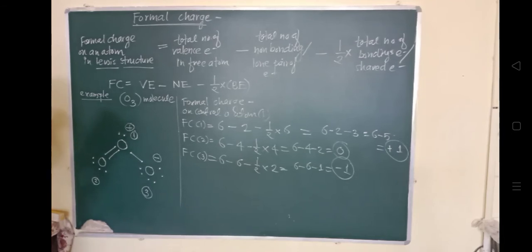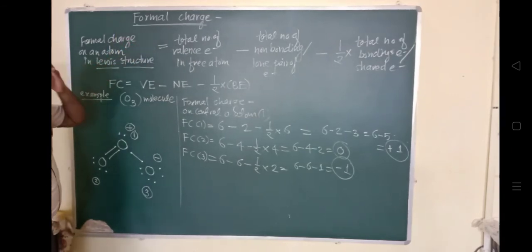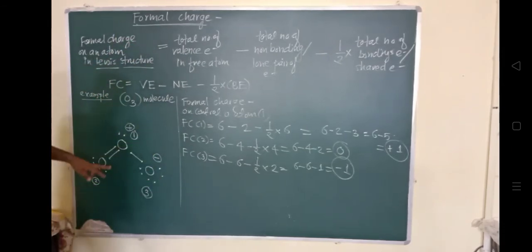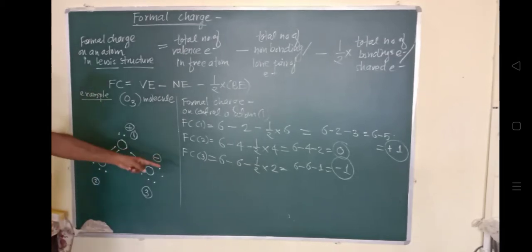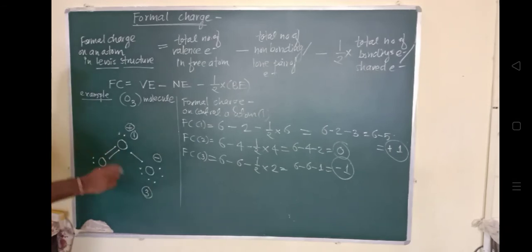So this is the way we have to calculate the formal charge for different molecules. We must have a Lewis structure first, the Lewis dot structure, and based on that Lewis dot structure we find out the formal charge over each individual atom. The lowest energy structure can be selected using formal charges from the number of possible Lewis structures.